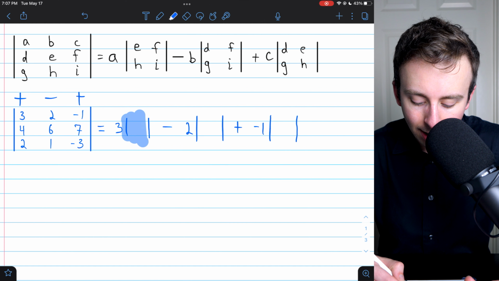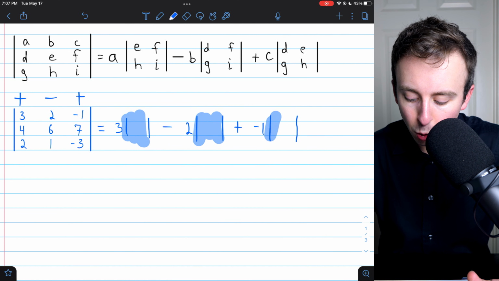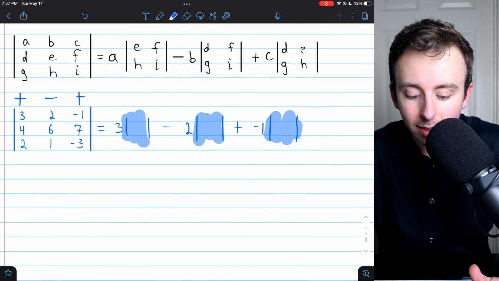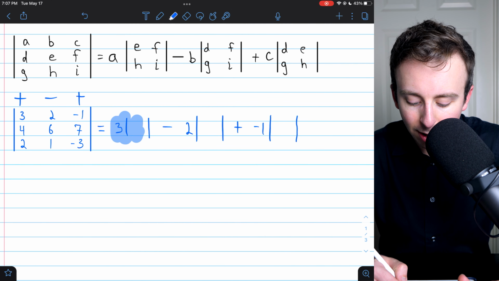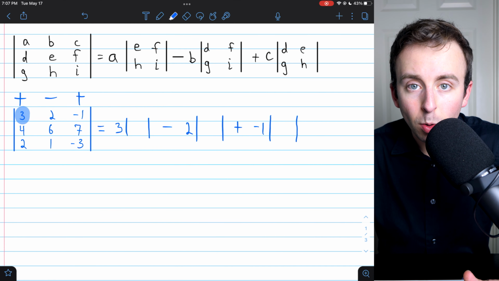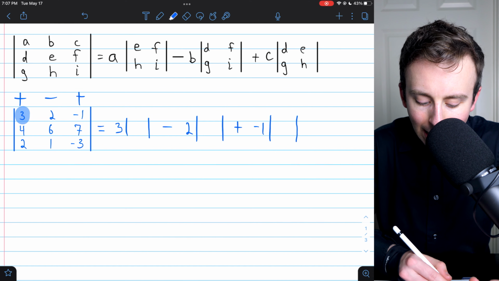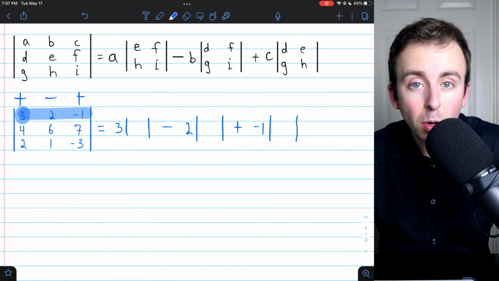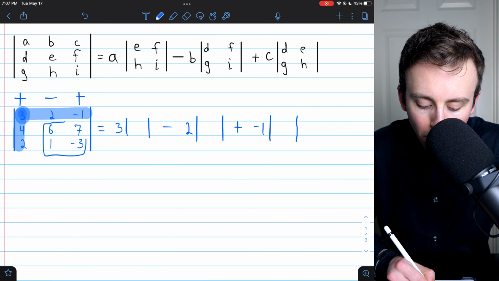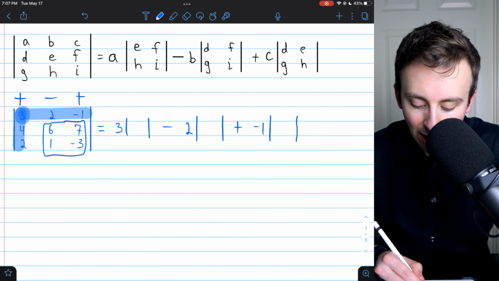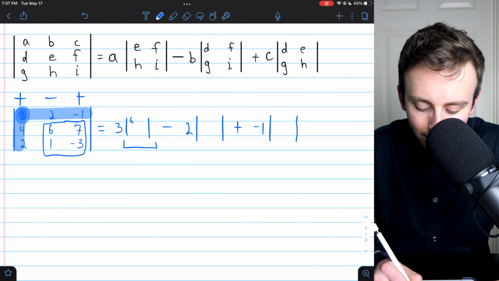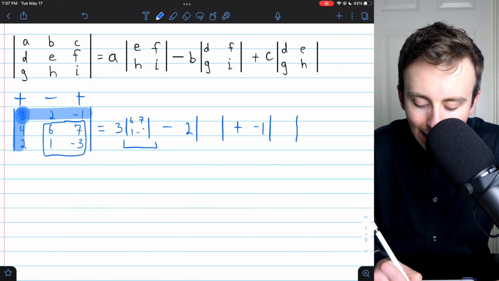Finally, like I said, these things are 2 by 2 determinants. But what matrices are we actually taking the determinants of? Let's start with this one, 3 times the determinant. 3 is the first entry of our matrix. You should imagine blocking out that whole first row and that whole first column. The sub-matrix that remains is the matrix that we're taking the determinant of. So that's 6, 7, 1, and -3.